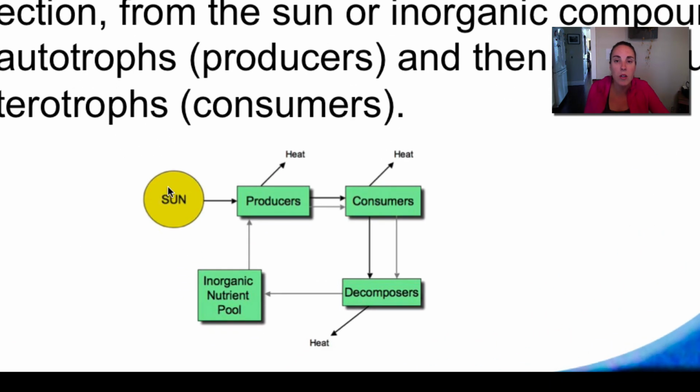So the sun is the ultimate source, giving energy to producers. Producers then get eaten by consumers. When consumers die, they get decomposed, and they go back into the inorganic nutrient pool to be picked up by producers again. But the energy flow flows from the sun to producers to consumers.